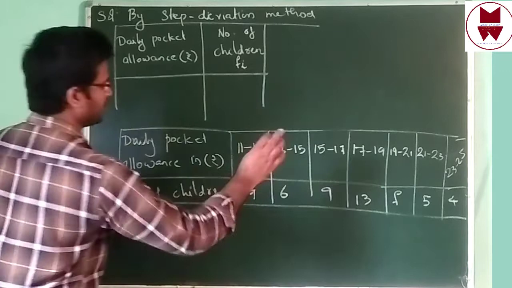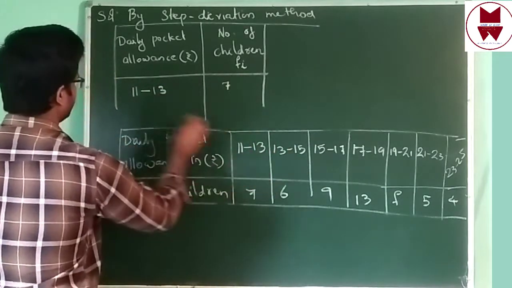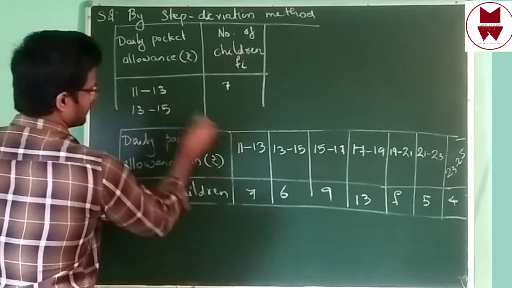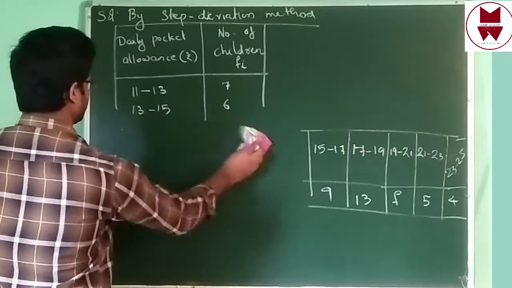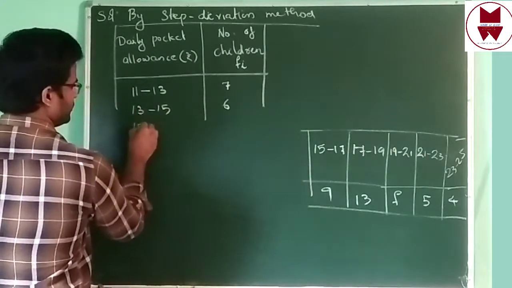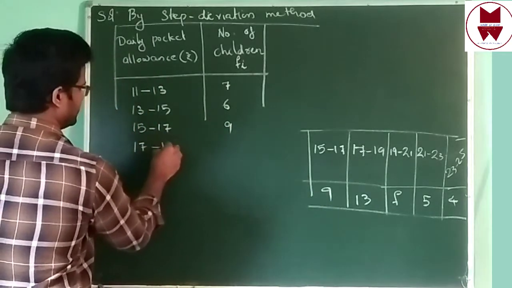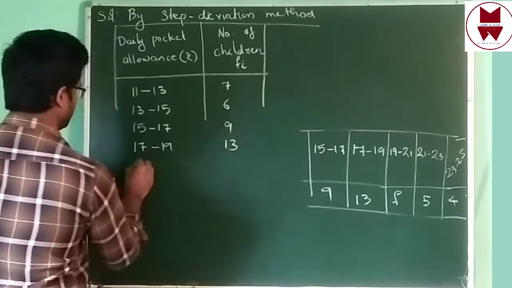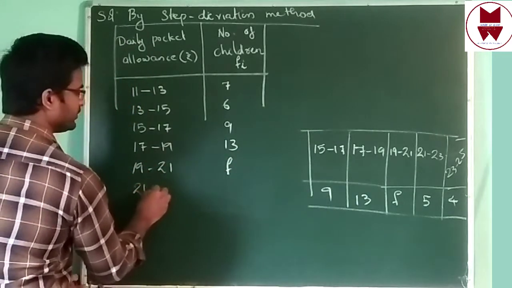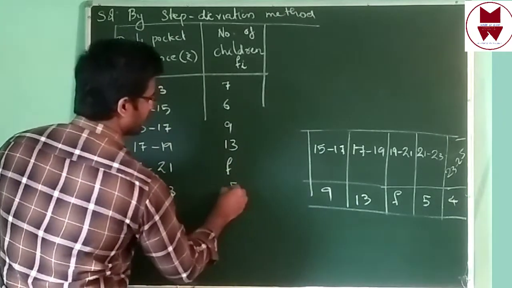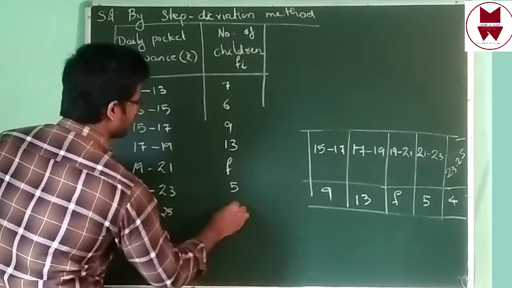Then the given data we can write here: 11 to 13, 7, then 13 to 15, 6, 15 to 17, 9, 17 to 19, 13, 19 to 21, f, 21 to 23, 5, then 23 to 25, 4.